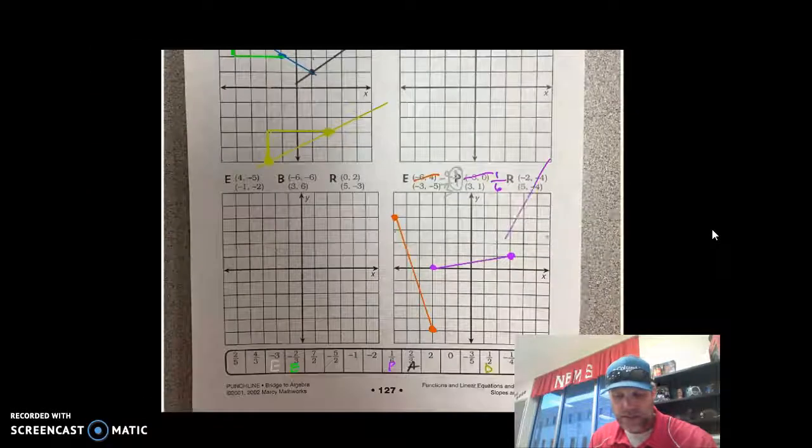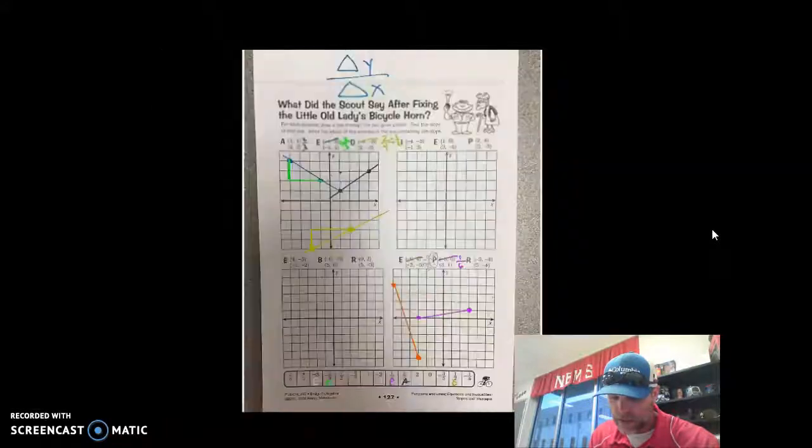All right, just do the best you can. I do want to take this for a grade, so it's just finding rise, run. Is it positive? Is it negative?